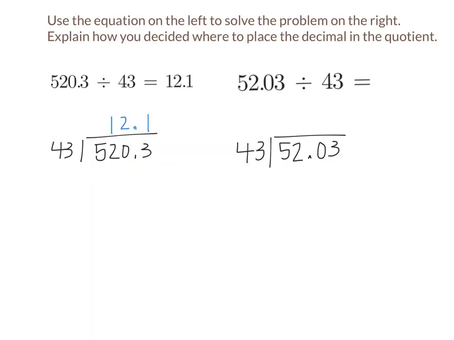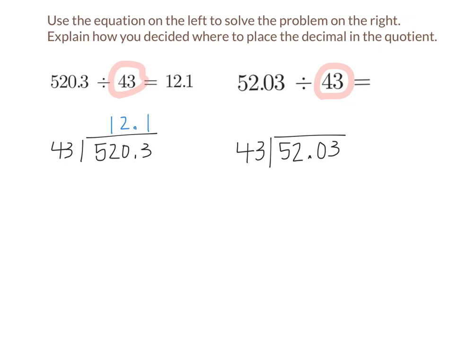Looking at this problem, are the two wholes the same? 520.3 and then 52.03. Are those the same? No. They have the same digit, but what's different? The decimal is different. Okay, what about the divisor? Here we have 43, and here we have 43. Is it the same? Yes. So we're dividing by the same number of people, right? In both cases, we're dividing by the same number of people.